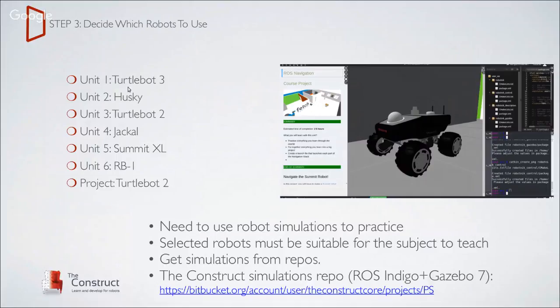So we have selected for our navigation course the following simulations: the Turtlebot 3, the Husky, Turtlebot 2, Jackal, Summit XL. The one in the picture is the Summit XL from the company Robotnik. And then for the project, we are repeating the Turtlebot 2. We make it a little bit easier for the project because the project is more complex. Okay, no problem.